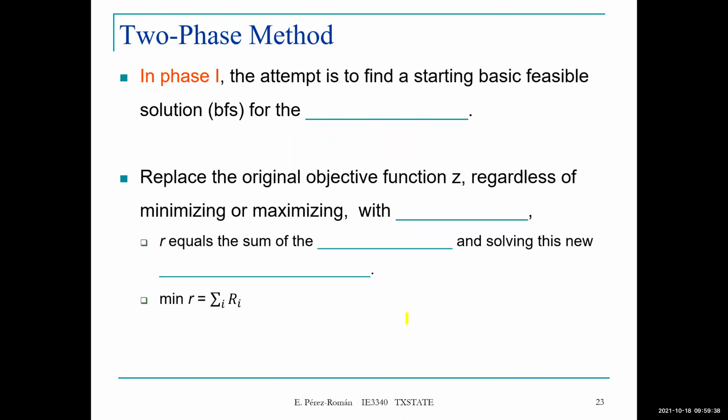So in phase one, the attempt is to find a starting basic feasible solution for the original problem. What we're going to do is replace the original objective function, z, regardless, again, one more time I'm making that statement, regardless of minimizing or maximizing, with minimizing r. So we're going to take the objective function of the problem.